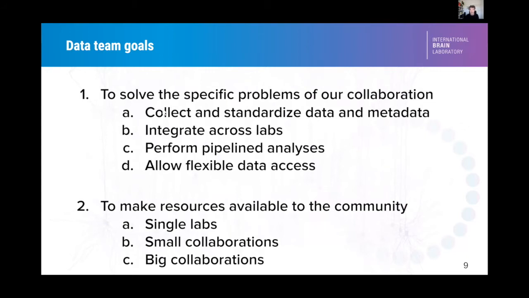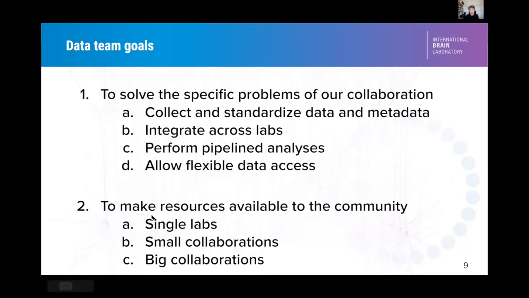All right, so our goals in the data team are to first solve the specific problems of our collaboration, which is to collect and standardize the data and metadata, integrate across labs, perform these pipelined analyses, and allow flexible data access. And then, of course, as well as solving our own problems, in the process of developing these tools, we found software and conventions that can be useful to the community.